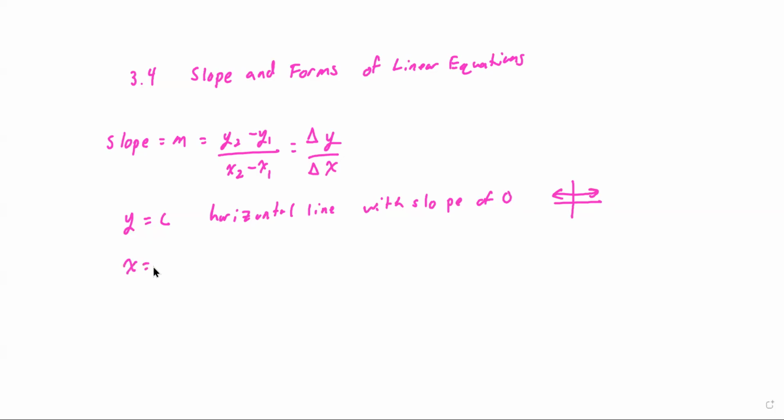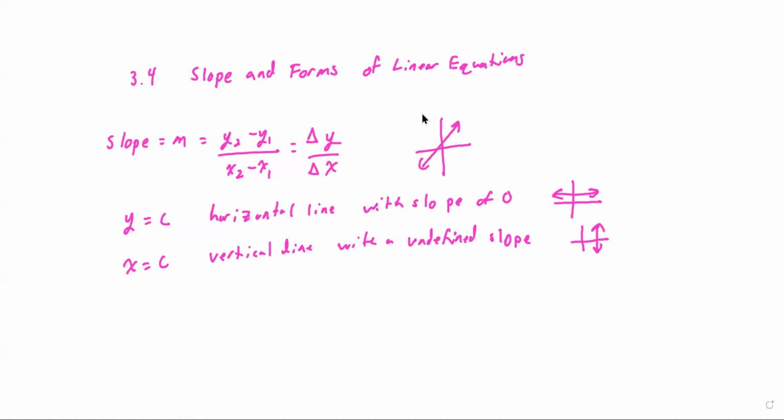If you have an x equals c, it is a vertical line with an undefined slope. And its graph looks more like this. All right, so those are some oddballs. Most of our linear functions will either have a positive slope or a negative slope. And then you'll have some with 0 slope or undefined slope.